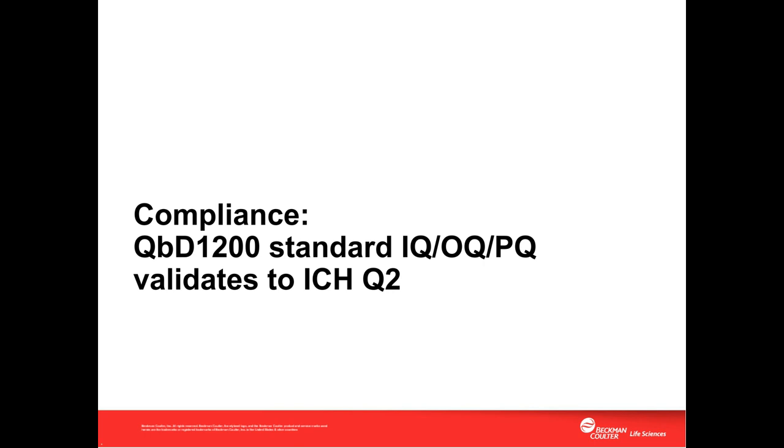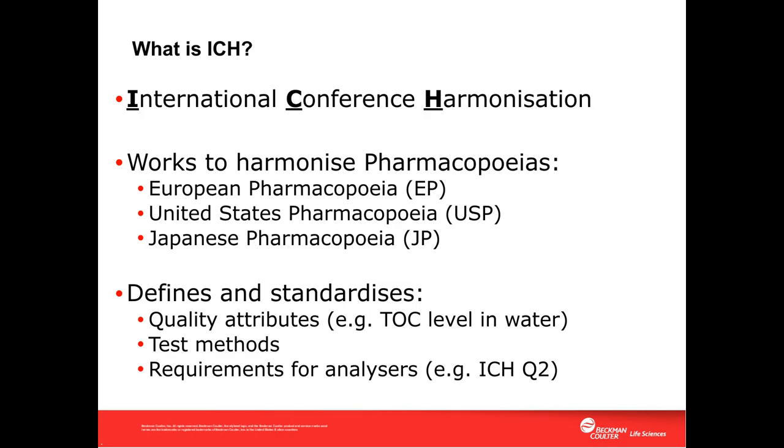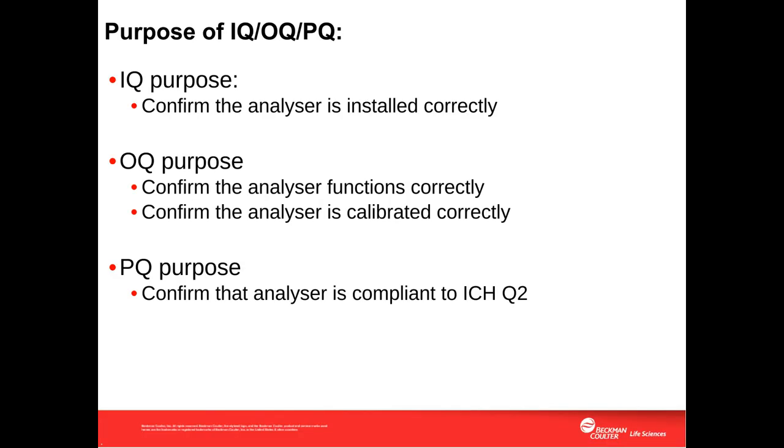So let's now move on to ICH Q2 in the second part of our presentation today. The primary purpose of the Tripartite International Conference on Harmonisation, ICH, committee is to harmonise the Japanese, United States and the European pharmacopoeias. However, they also perform other functions such as producing guidance such as the ICH Q2 document, which is about validating instruments to make sure they're fit for purpose.